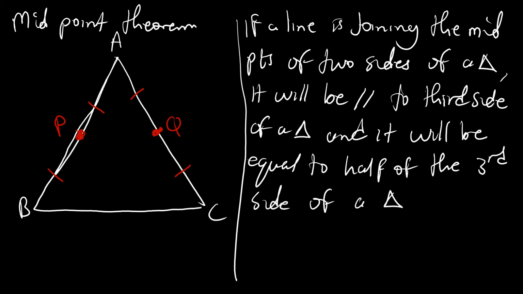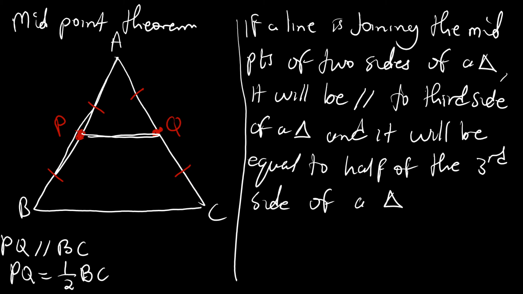So if you have a line joining P and Q, that line will be parallel to the third side of the triangle. What is the third side of our triangle here? They're talking about BC. So PQ will be parallel to BC, and it will be equal to half of the third side of that triangle. So PQ is equal to half of BC.